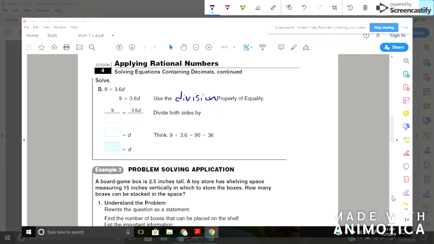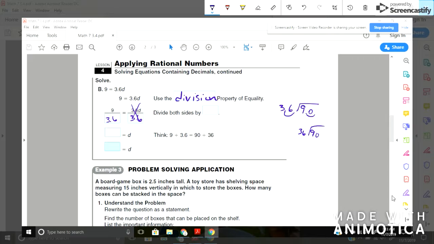So use the division property of equality. If I divide this side by 3.6, 3.6 divided by 3.6 is 1D. Perfect, I've isolated it. And then I need to divide by 3.6 on the other side. So remember now, for dividing decimals, we've got 9 divided by 3.6. And I need to move this decimal over one spot so that it's a whole number. And then I have to do the same thing in my dividend. So this becomes 90 divided by 36.